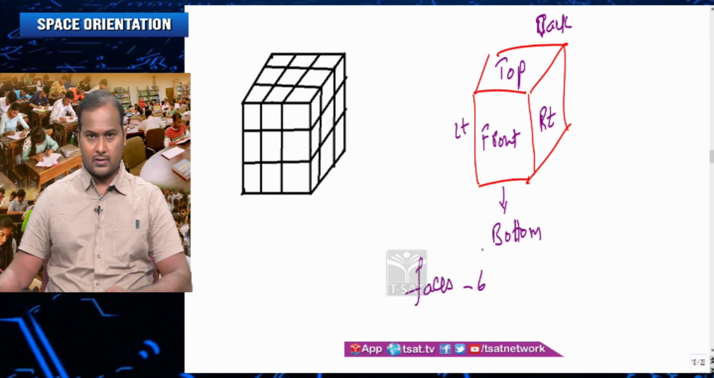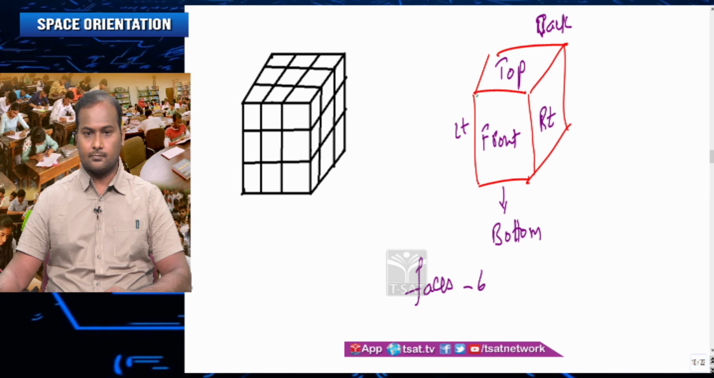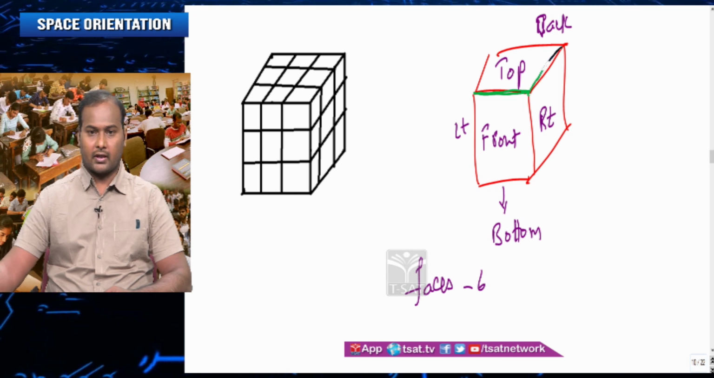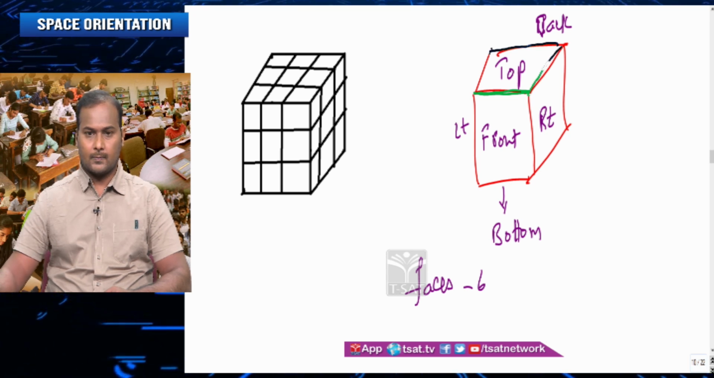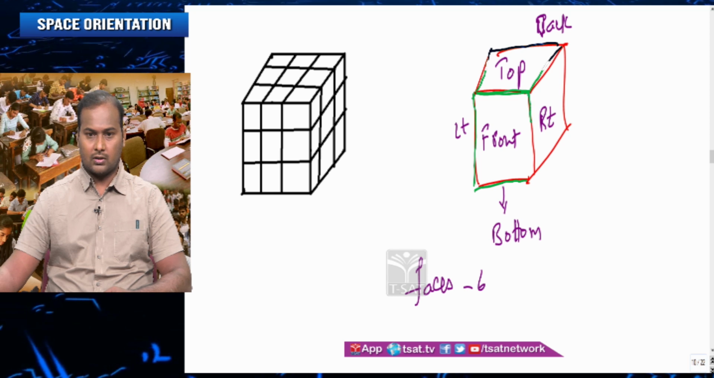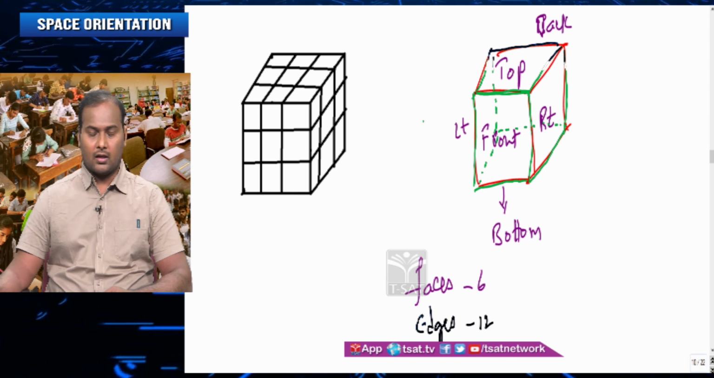Faces are always 6. Now, how many edges? This is very, very important. So this forms one edge. This forms one edge. Second, third, fourth, fifth, sixth edge, seventh, 8, 9, 10, that is on the back, 11 and 12. So whenever we are talking about edges, edges are always 12.